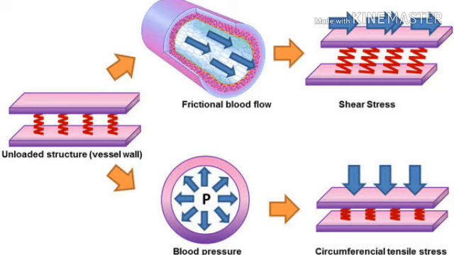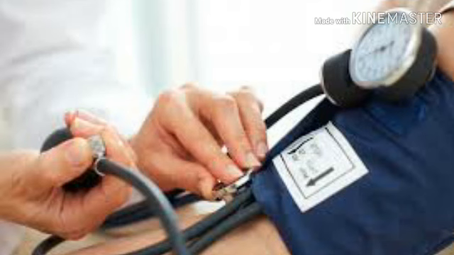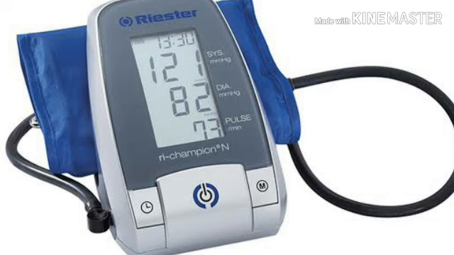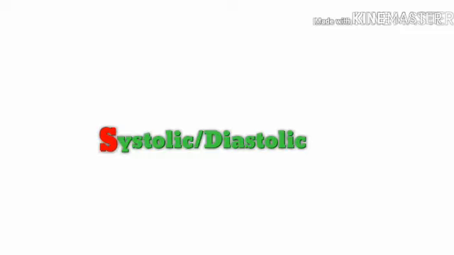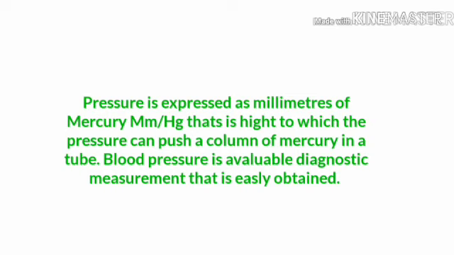Blood pressure is the force exerted by blood against the walls of a blood vessel. It is commonly measured in a large artery with an inflatable cuff known as the blood pressure cuff or blood pressure apparatus, but technically called a sphygmomanometer. Both systolic and diastolic pressures are measured and reported as systolic then diastolic, separated by a slash. Pressure is expressed as millimeters of mercury, that is, the height to which the pressure can push a column of mercury in a tube. Blood pressure is a valuable diagnostic measure that can be easily obtained.